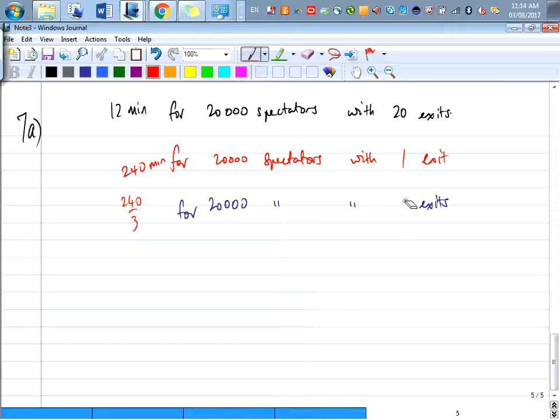Now what if this is 6 exits? Maybe 240 divided by 6 lah, right? We get less and less time as the number of doors increases. So now I'm going to change this to T. So what will this be? 240 over T minutes for 20,000 spectators with T exits. How to present? Present like that. And how do you use this formula for T? Hang on, I'll come to that. Okay?